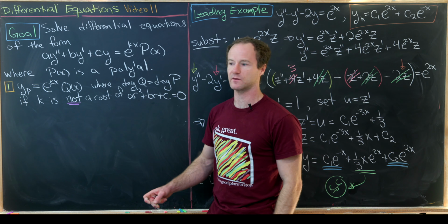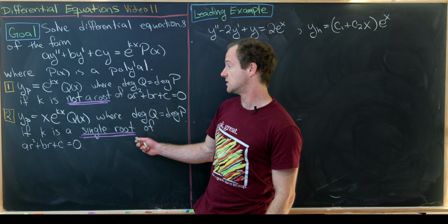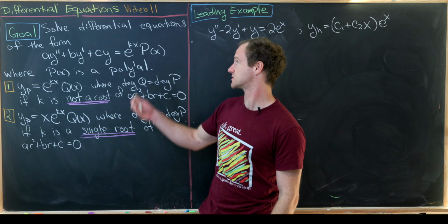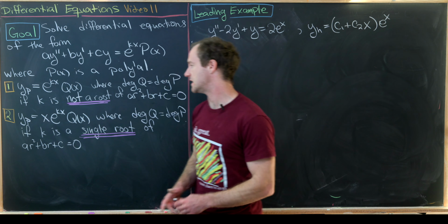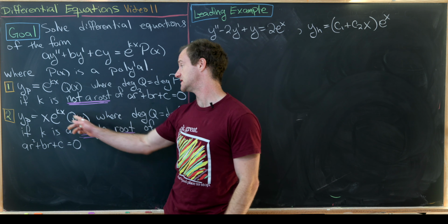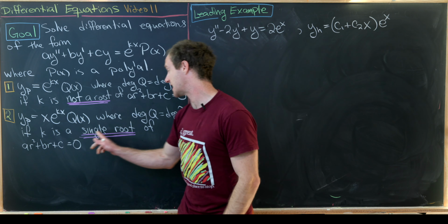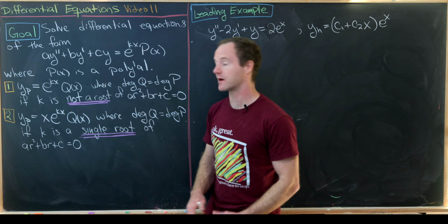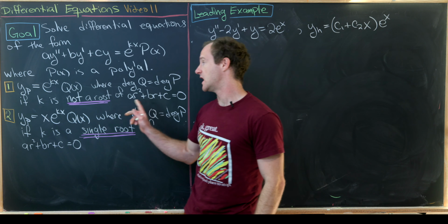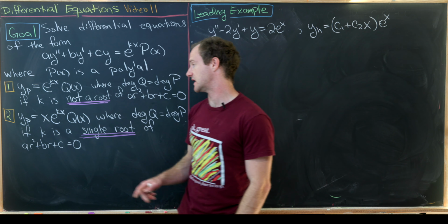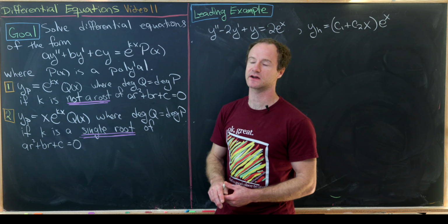Okay, so let's get that on the board. So the example we just did motivates the following choice for the format of the particular solution to this differential equation that we've been working with. So let's look at it. Y of p equals x times e to the kx times q of x, where the degree of q equals the degree of p, if k is a single root of that polynomial. So up here, it was not a root of that polynomial, and we didn't have anything times e to the kx q of x. If it's a single root, we have x times e to the kx times q of x.